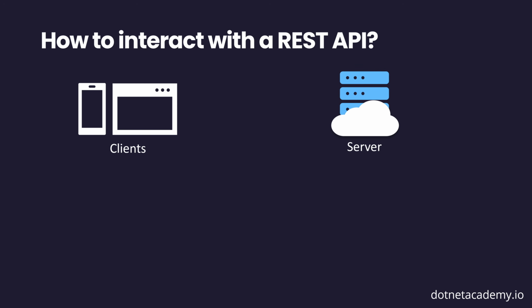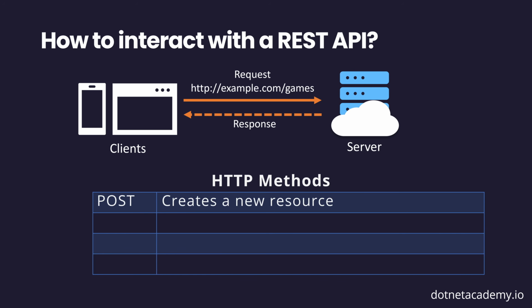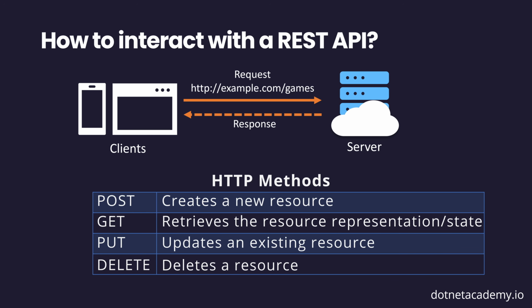Well, just like with traditional web pages, when clients want to request something from the servers, they will send an HTTP request using the resource URI to the server, and then the server will send back a response. However, in REST APIs, these requests and responses will look a bit different depending on the specific HTTP method used to call it. The most common methods are POST, which creates new resources, GET, which retrieves the representation or state of the resource, PUT, which updates an existing resource, and DELETE, which deletes the resource.